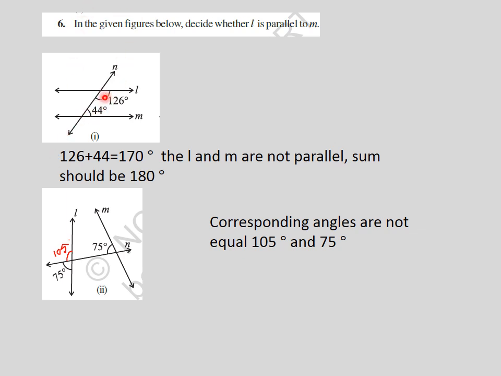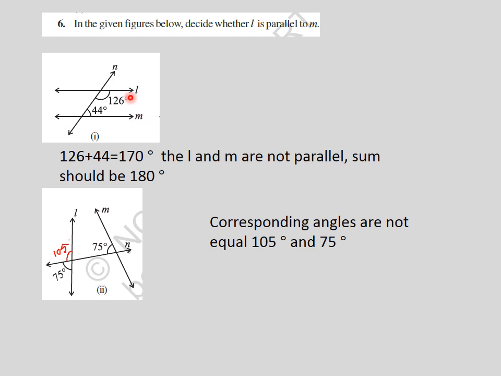So here, what are 126 and 44 degrees? These are interior angles, isn't it? If two lines are parallel to each other, these interior angles should be supplementary to each other. But are they? 126 plus 44 degrees, how much is this? 6 plus 4 is 10, 1 plus 2 plus 4 is 7, so 170 degrees. So 126 and 44 are not supplementary angles because their sum is not 180 degrees. Therefore these two lines cannot be parallel to each other.